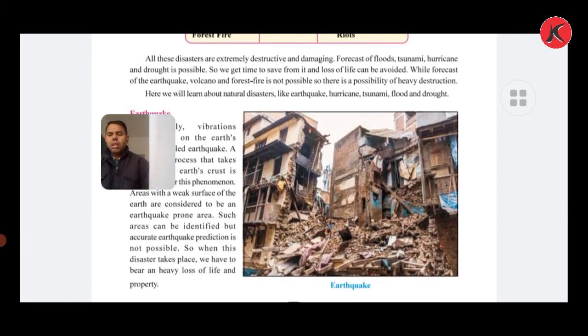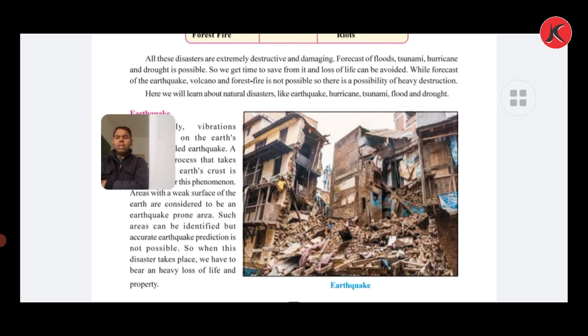Students, all these disasters are extremely destructive and damaging. We know that when disasters happen, they are destructive and damaging. Forecast of flood, tsunami, hurricanes and droughts is possible. So we get the time to save ourselves from it and the loss of lives can be avoided. While the forecast of earthquake, volcano and forest fire is not possible, so there is the possibility of heavy destruction. When forest fire, volcano and earthquake happen, there is heavy destruction.